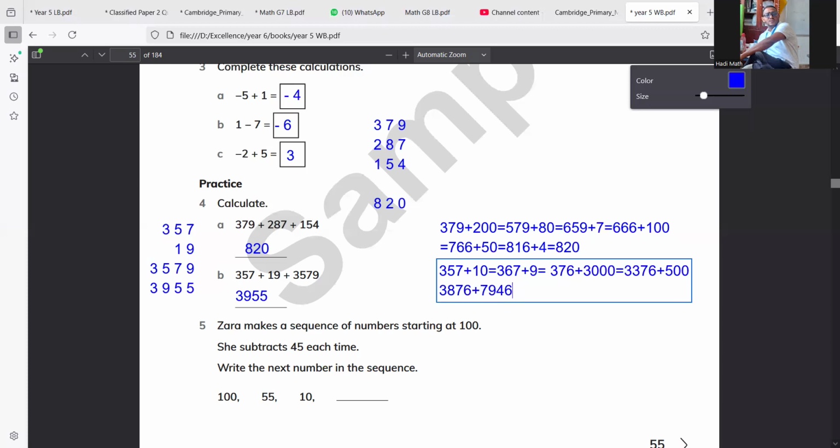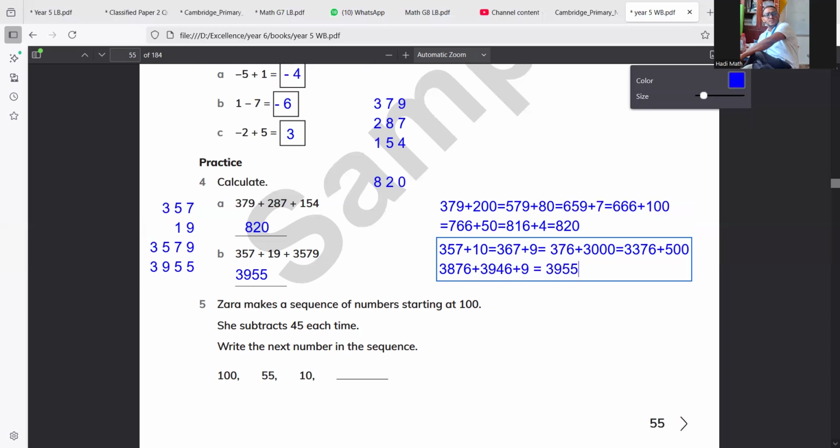46. Then you add the last thing, which is the 9. Okay, and this is equal. Sorry, this is 3,000. You add the 9. This equals 3,955. So you have more than one method. You could do the mental math, or you could do what? The written method.